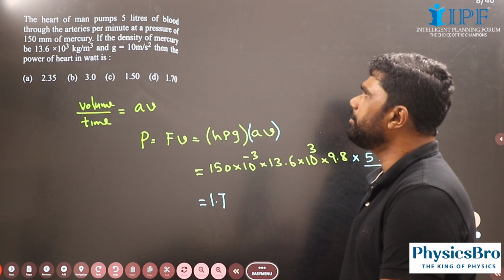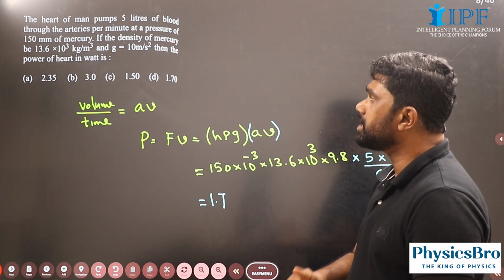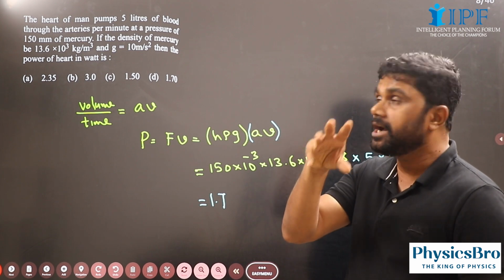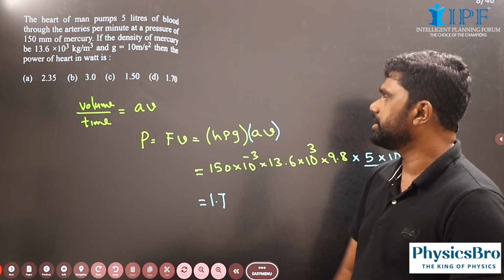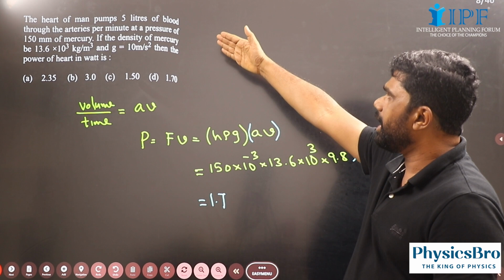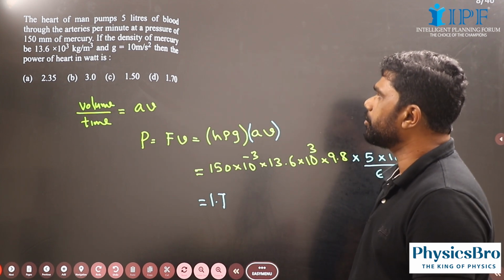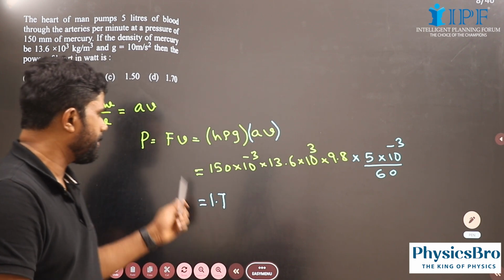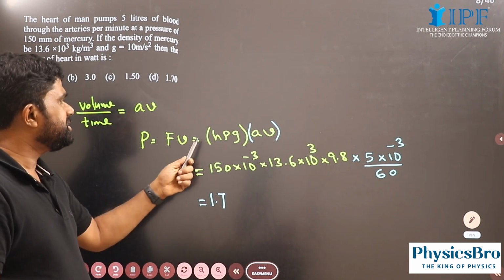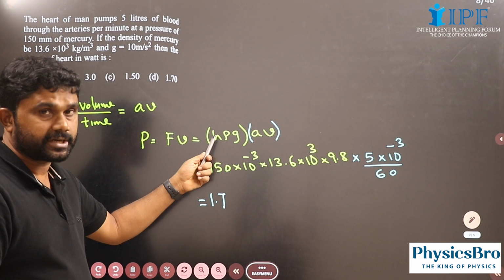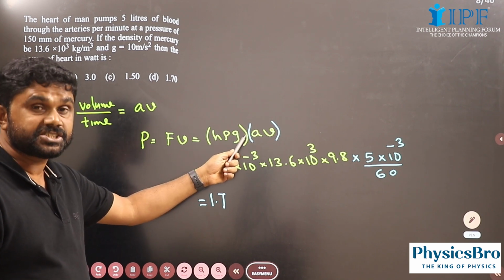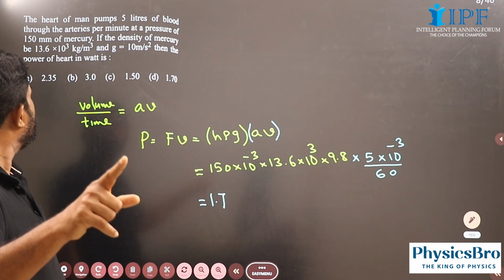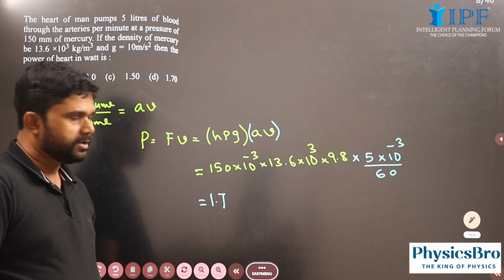The heart of a man pumps 5 liters of blood through the arteries per minute. That is the rate of flow, which means area into velocity, 5 liters per minute. The pressure is 150 millimeter of mercury. Then the power of the heart is, power is force into velocity. This h rho g is the pressure into area, that is the force into velocity. h rho g pressure is equivalent to 150 millimeter of mercury.